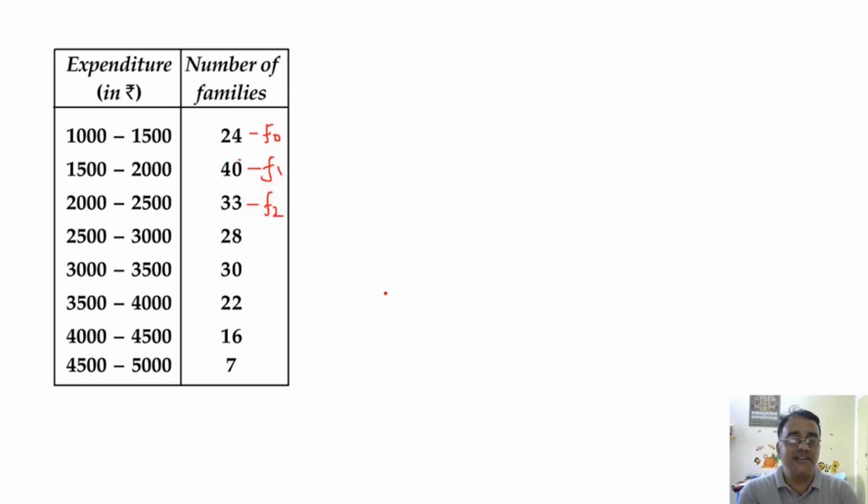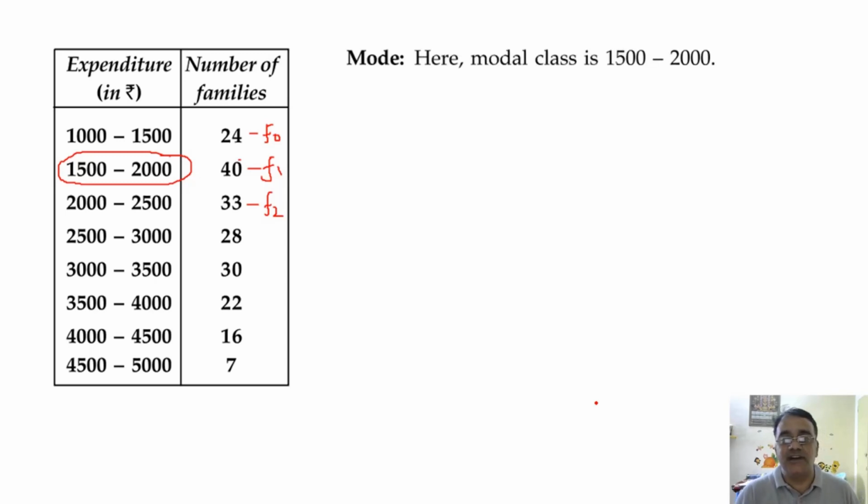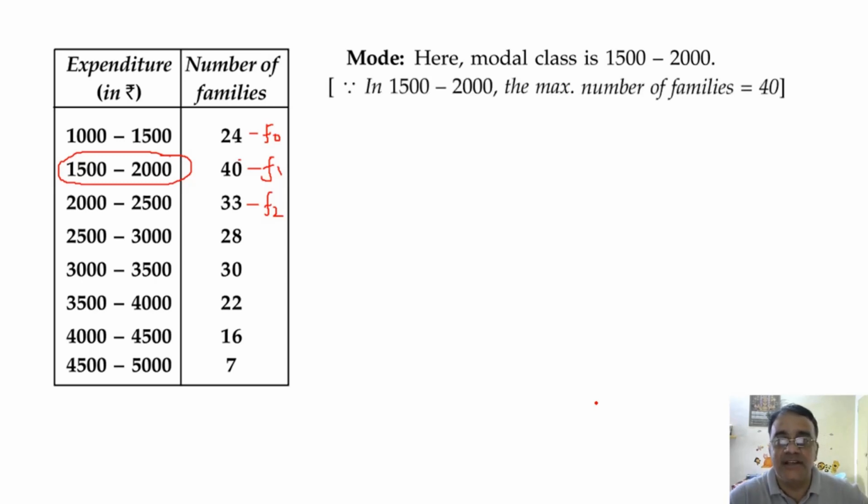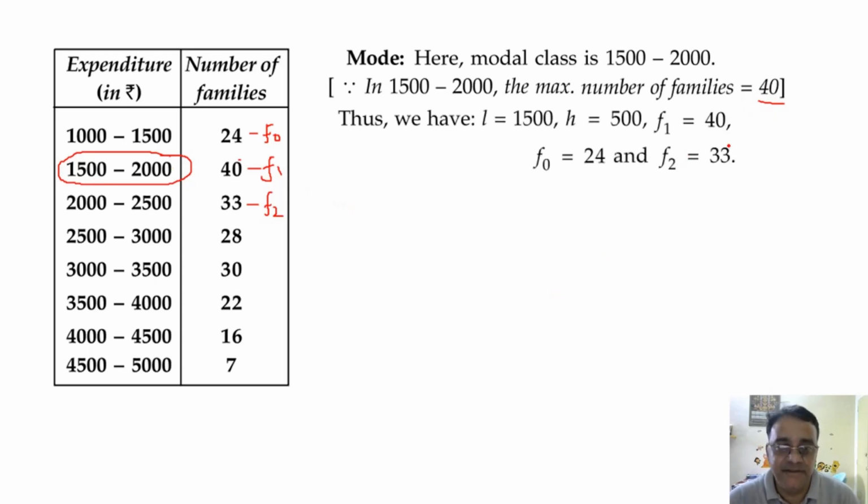What is the modal class here? 1,500 to 2,000. Right. The class whose frequency is highest is the modal class. And what is H here? Class size, 500. So we'll first write the modal class is 1,500 to 2,000. Why? Because in this class the maximum frequency, the maximum number of families, is 40. So L is 1,500, H is 500, F1 is 40, F0 is 24 and F2 is 33.